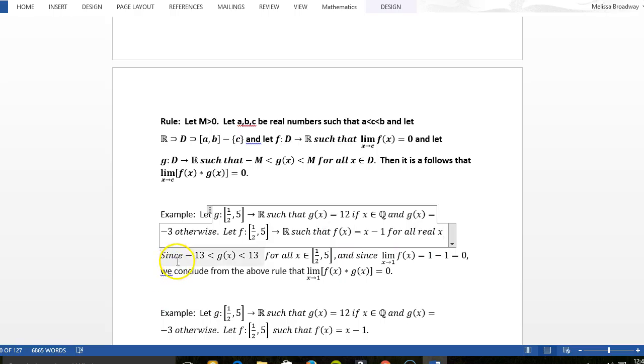Okay, so notice that, now I just picked, 13 is not sacred. You could pick 14 or 15. I picked 13. G of x is caged between -13 and +13. You could just as well say -14 to 14, but anyway.